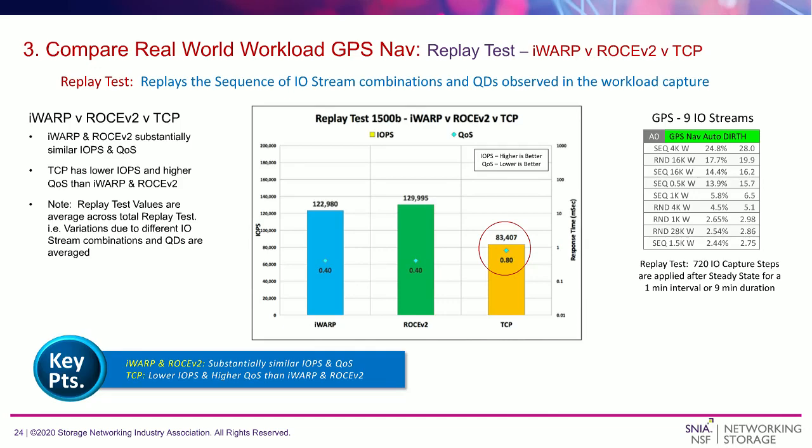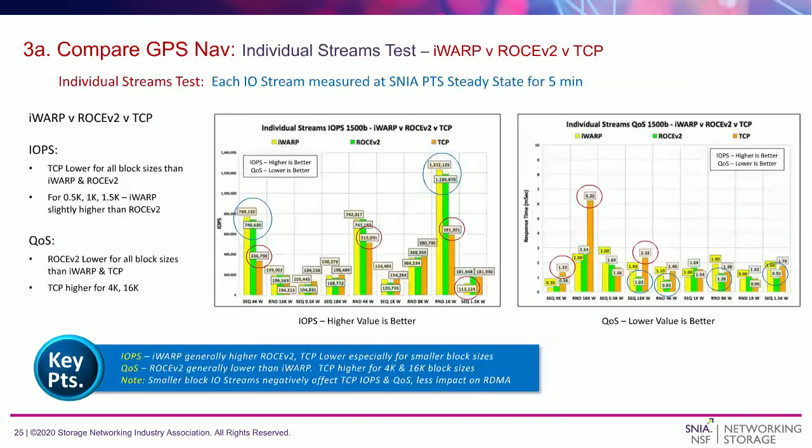So next, we're going to look at those 9 I/O streams, but let's break them out and look at them individually. Okay, so we just looked at them as an average altogether, but when we break them out and test them individually, we can see a lot of differences. So the left-hand box are the IOPs for each of those 9 I/O streams. Yellow is iWARP, green is RoCE, and then the TCP is orange. The right-hand side are the response times or quality of service. So obviously for IOPs, higher number is better. For response time, a lower number is better.